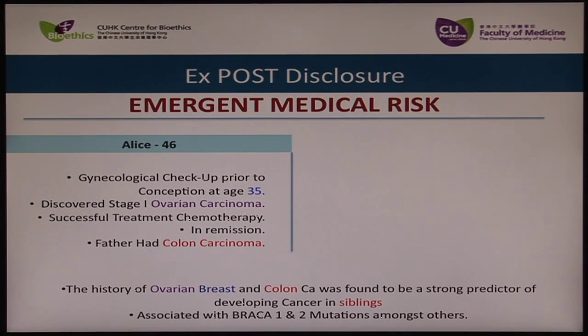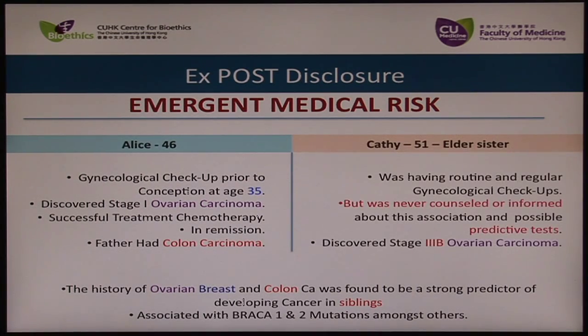Now it then became apparent that the history of ovarian, breast, and colon carcinoma was a very strong predictor of developing cancer in siblings, and it's associated with BRCA1 and 2 mutations, amongst others. And the BRCA test was very expensive in those days. Now it's quite possible, quite easy.